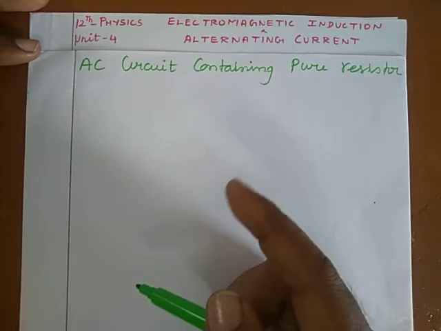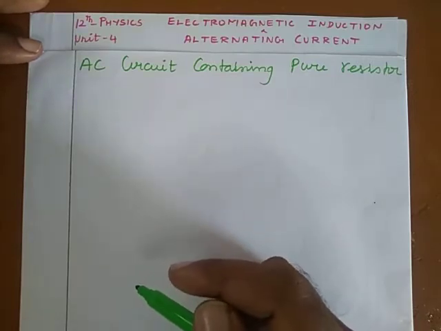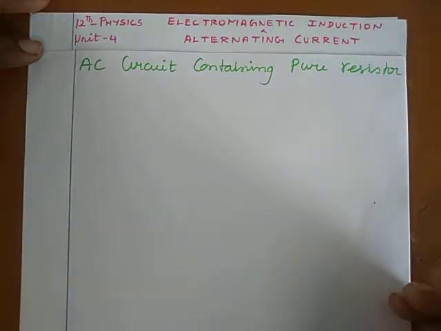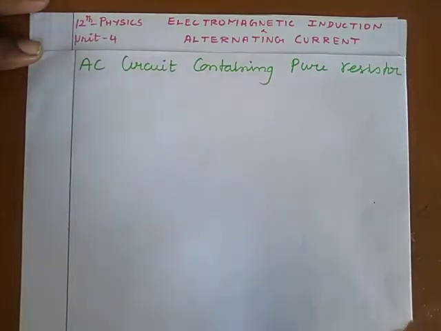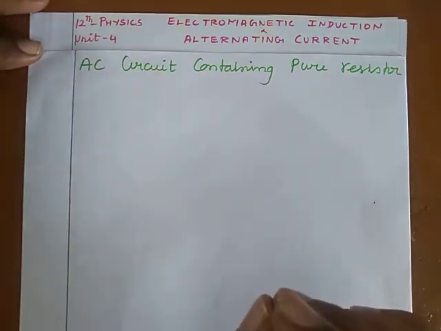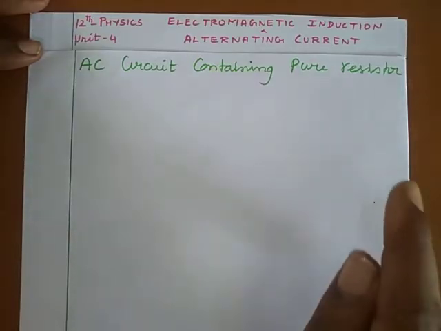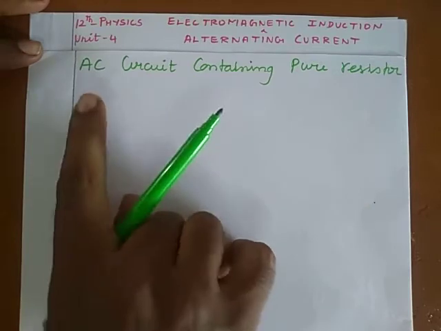In our previous video we learnt about phasor. We know phasor is a vector that is used to represent time varying quantities, that is alternating voltage or alternating current. By knowing the knowledge of phasor, let us find the phase angle between current and voltage in a pure resistor that is connected with the AC source.